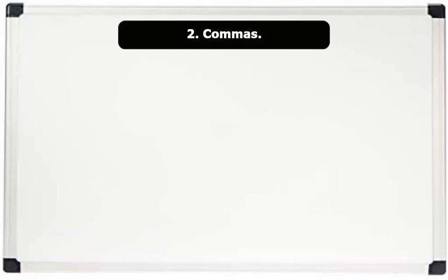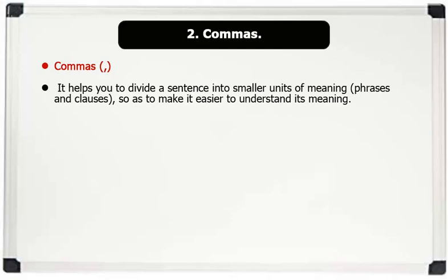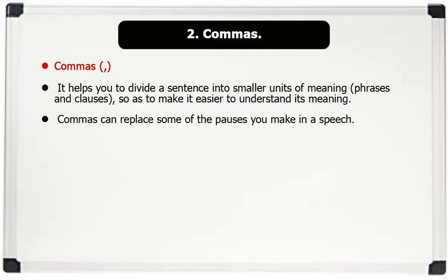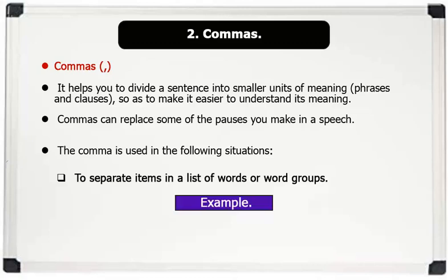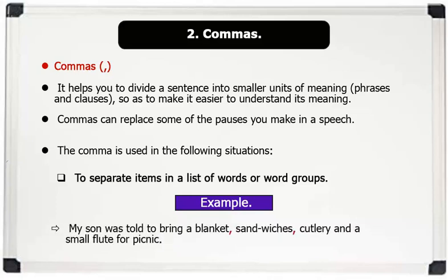2. Commas. It helps you to divide a sentence into smaller units of meaning, phrases, and clauses so as to make it easier to understand its meaning. Commas can replace some of the pauses you make in a speech. The comma is used in the following situations. 1. To separate items in a list of words or word groups. Example: A. My son was told to bring a blanket, sandwiches, cutlery, and a small flute for picnic.